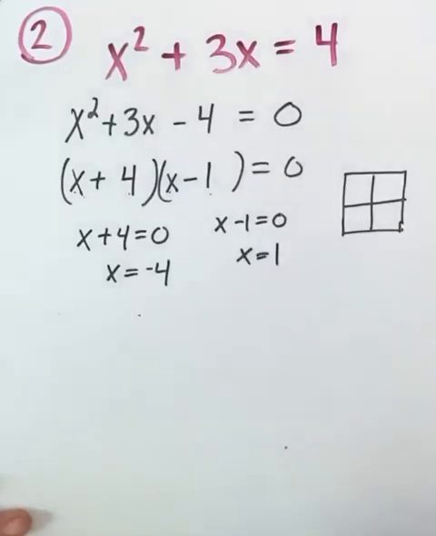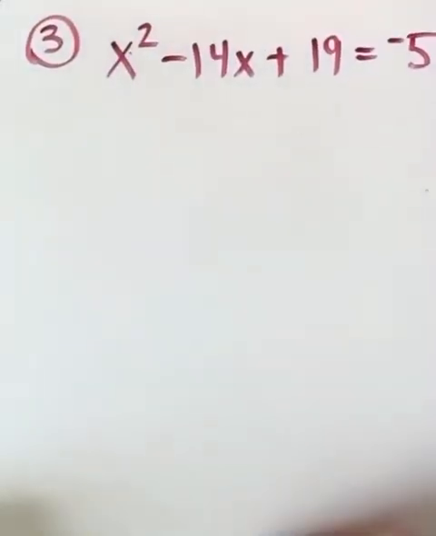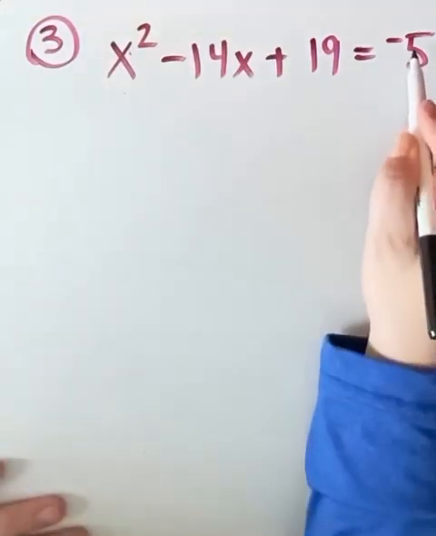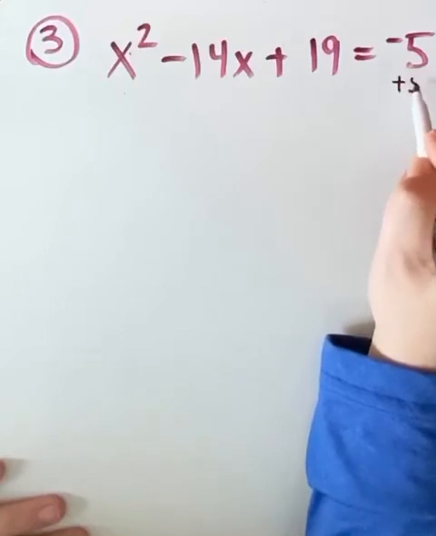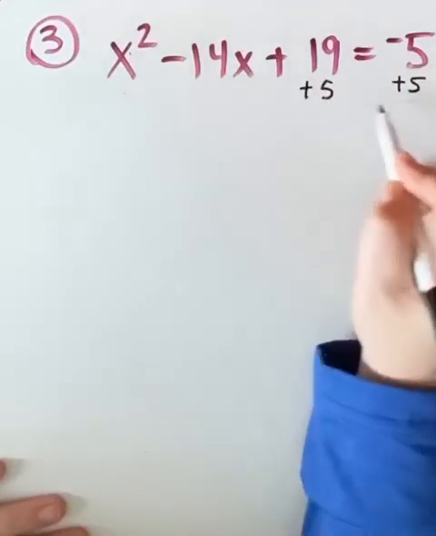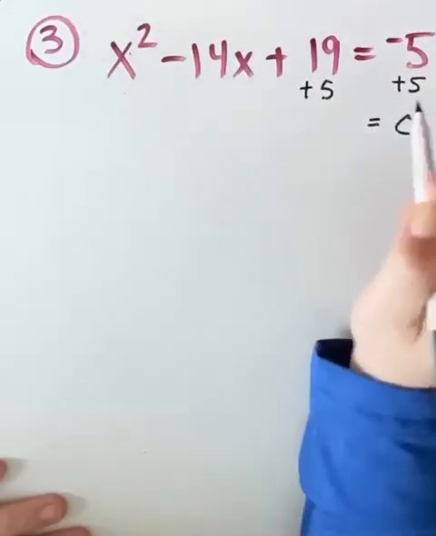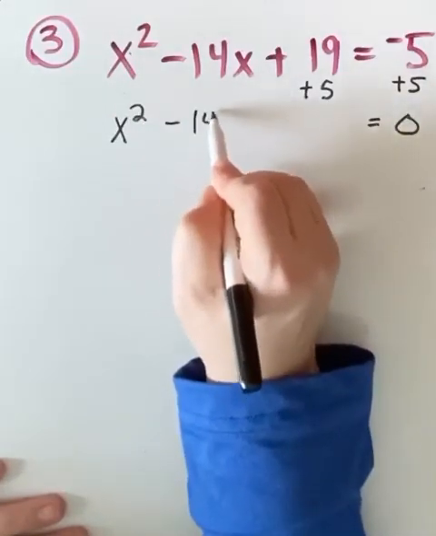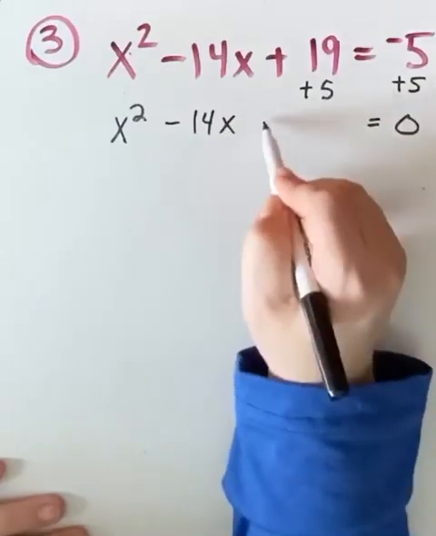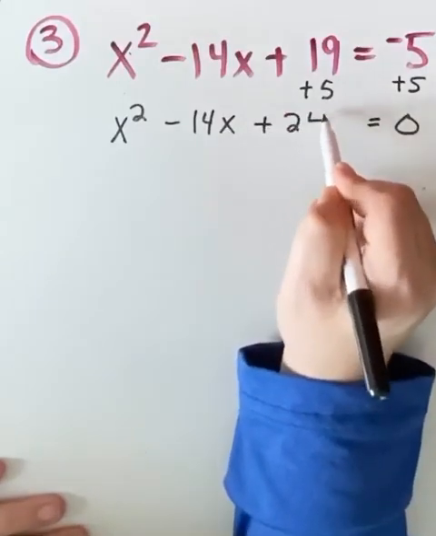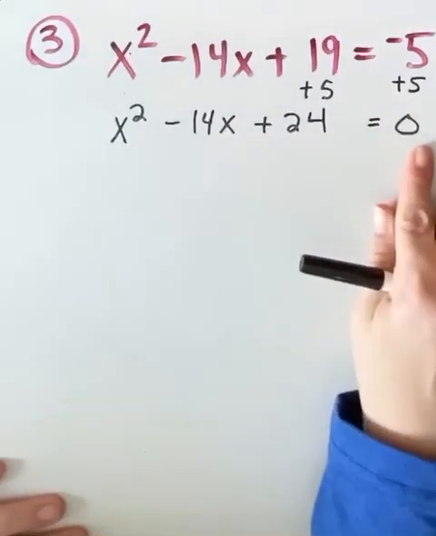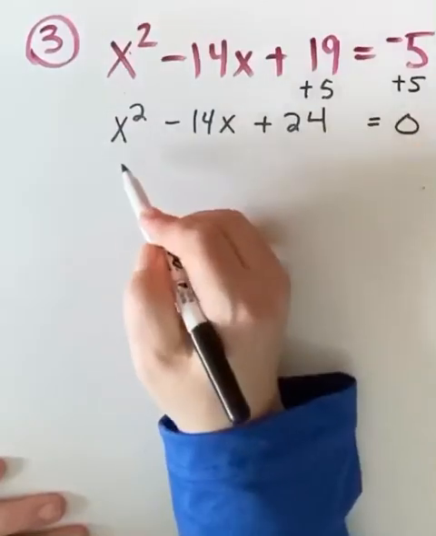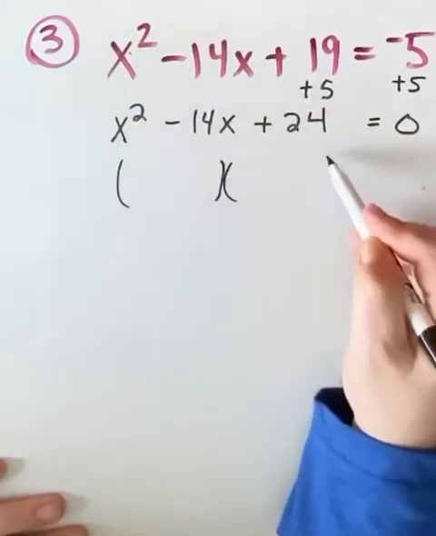Now let's look at another type of problem. This one is also not in standard form. So I will need to take this -5 first and move it over to the other side so that I will be in standard form. So I'll have x squared minus 14x and then plus 24. So that's my standard form. I can now move this into factored form.